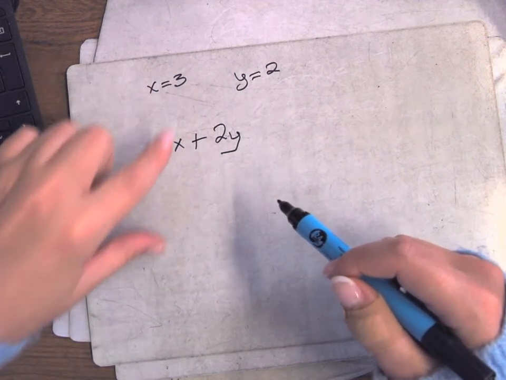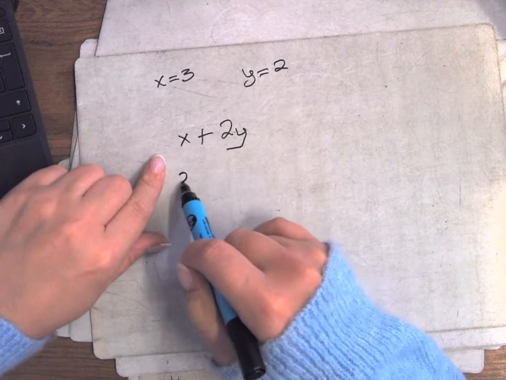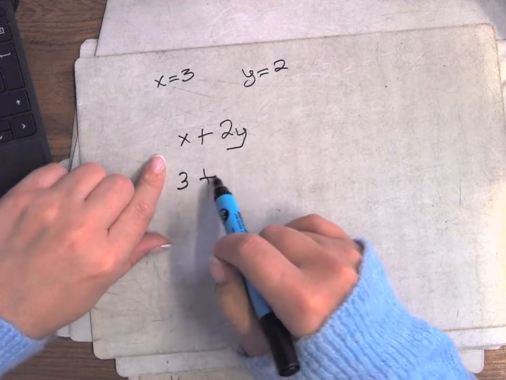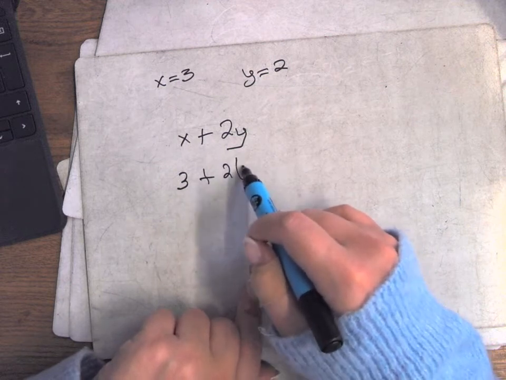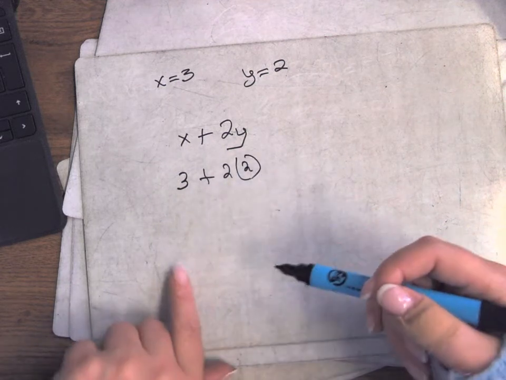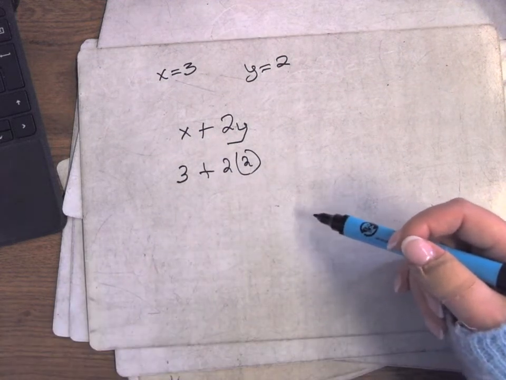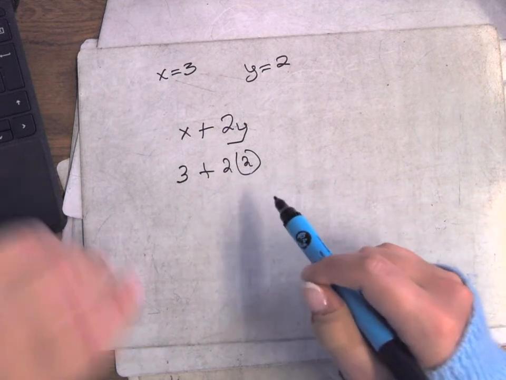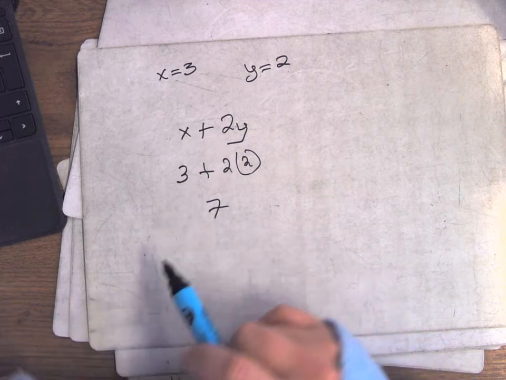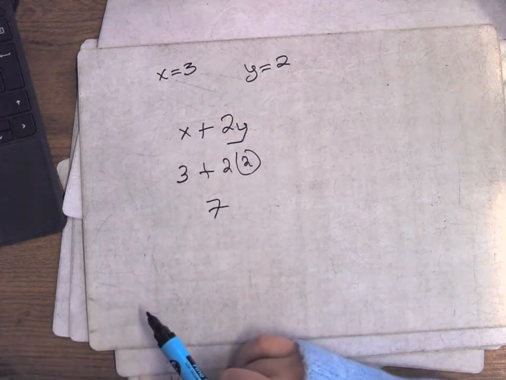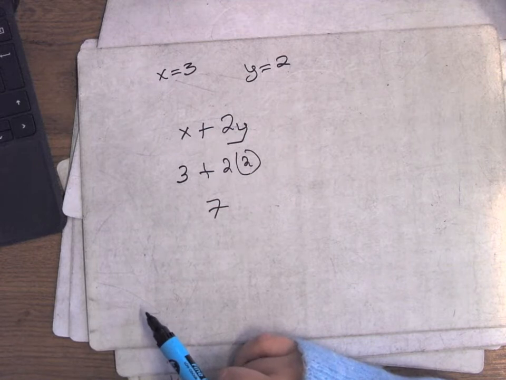Everywhere I see an x, put in a 3. So instead of that x, I'm writing 3. And instead of that y, I'm writing 2. So it's 2 multiplied by 2. Then get out your calculator and type it as you see it into the calculator, and you won't go wrong. Press equals on the calculator and it'll give you 7. You definitely need your calculator for this one, because it saves messing with signs and stuff like that.